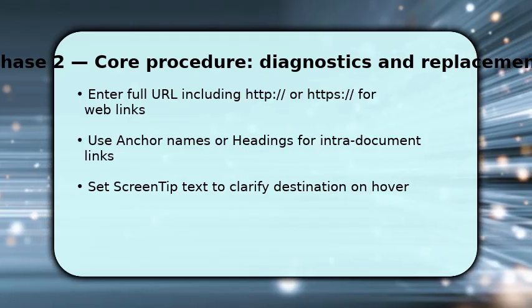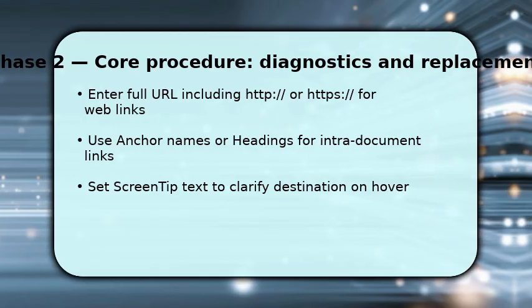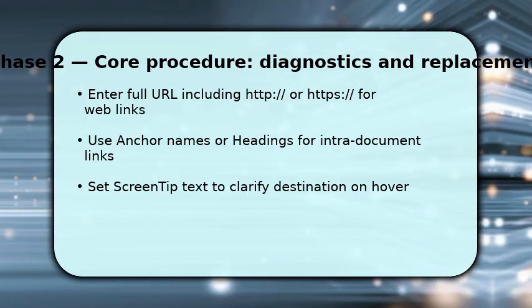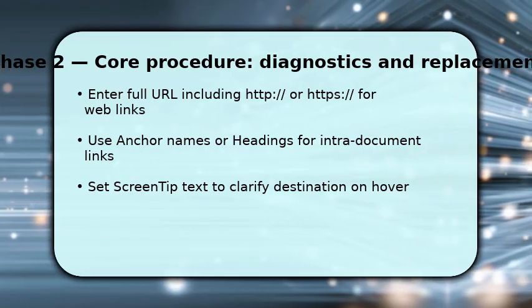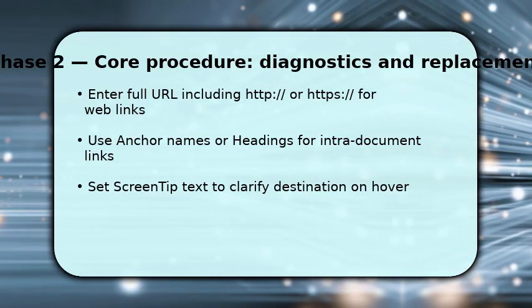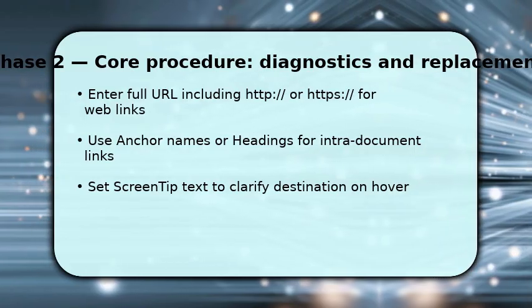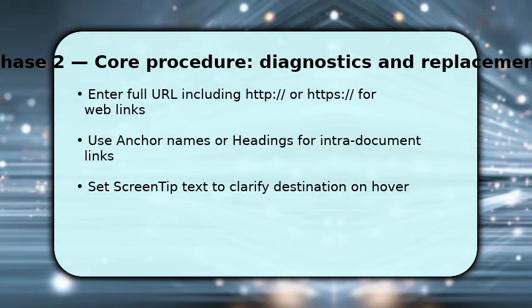Type the full URL including http:// or https:// for web addresses because Word sometimes treats plain text as relative paths. If linking within the document, choose Place in this document and select a heading or bookmark. This creates an anchor that stays accurate as you edit. Click Screen Tip to add hover text that tells the reader what to expect.